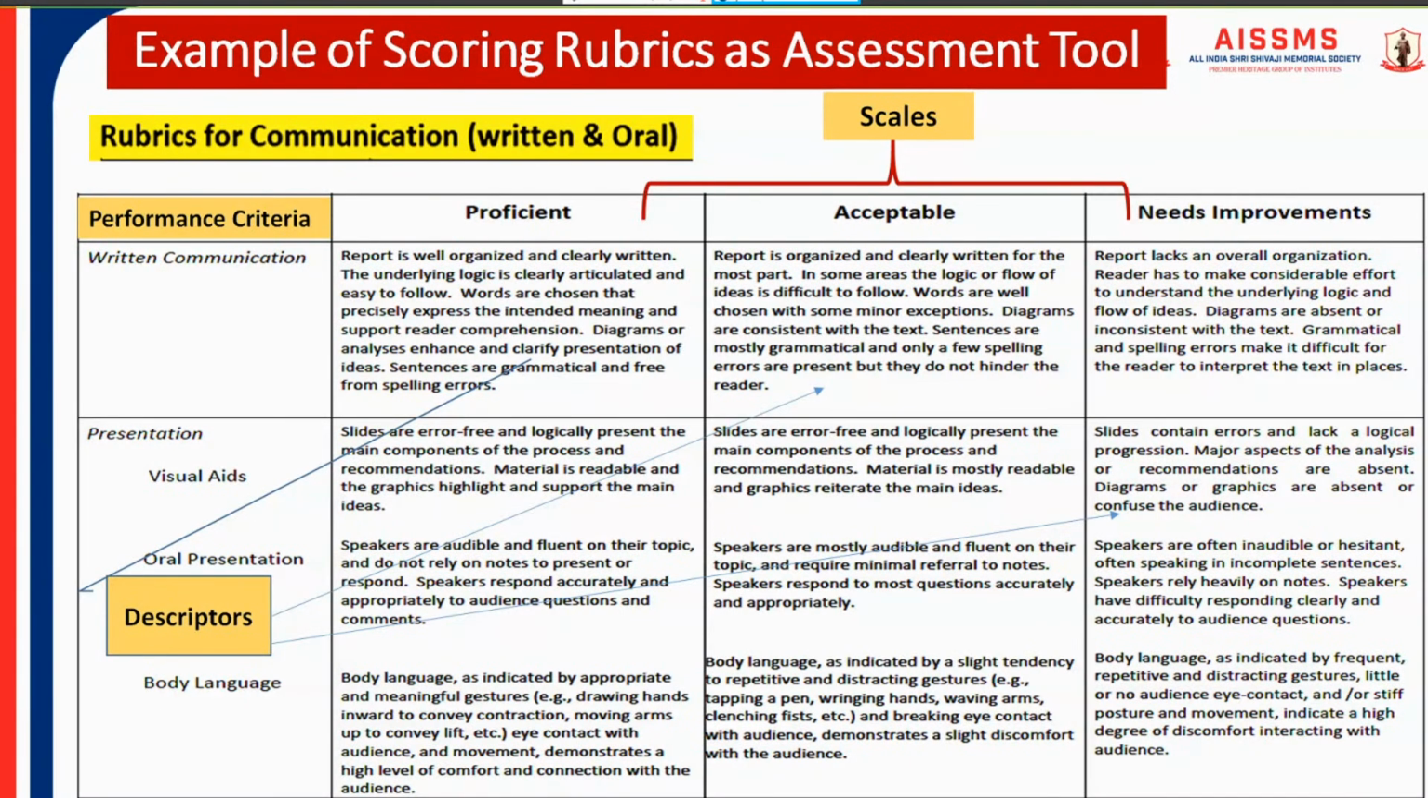When it is acceptable, we can say that the report is organized and clearly written for most of the part. In some areas, the logic or flow of the ideas is difficult to follow. Words are well chosen with some minor exceptions. Diagrams are consistent with the text. Sentences are mostly grammatically correct and only a few spelling errors are present, but they do not hinder the reader. Where we have needs improvement, we are saying that the report lacks an overall organization, the reader has to make considerable effort to understand the underlying logic and flow of ideas, diagrams are absent, and so on and so forth, spelling errors and other things. So in this way, we can have the scoring rubrics as an assessment tool.